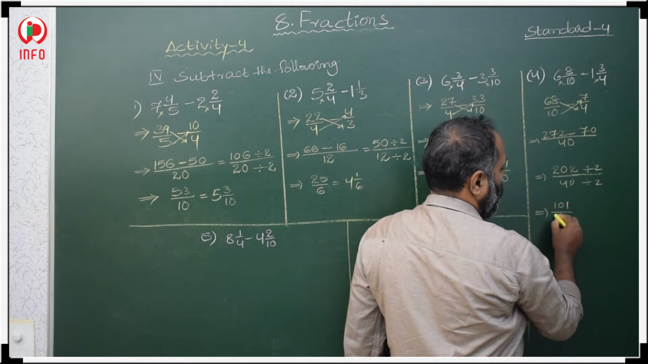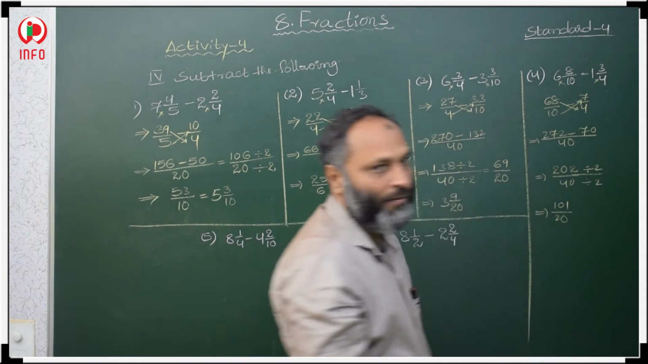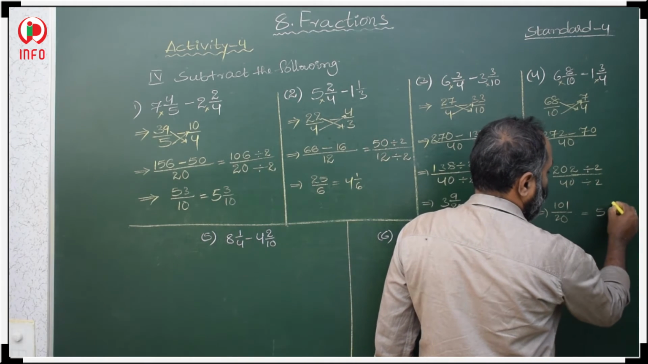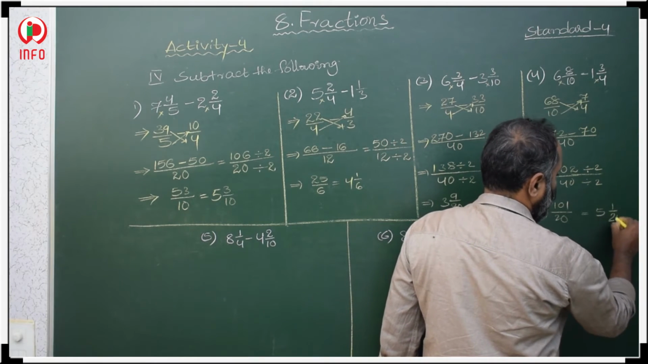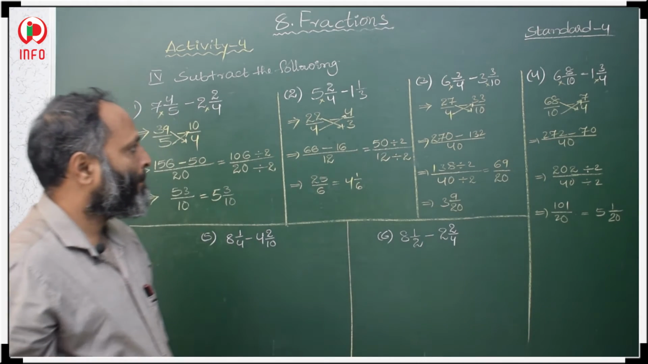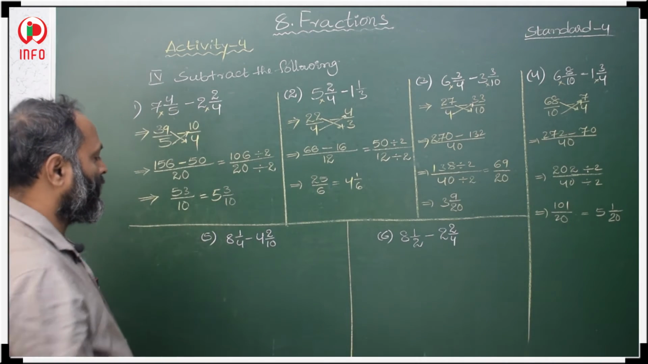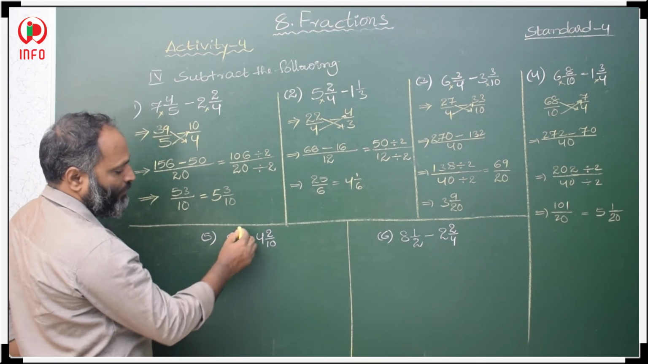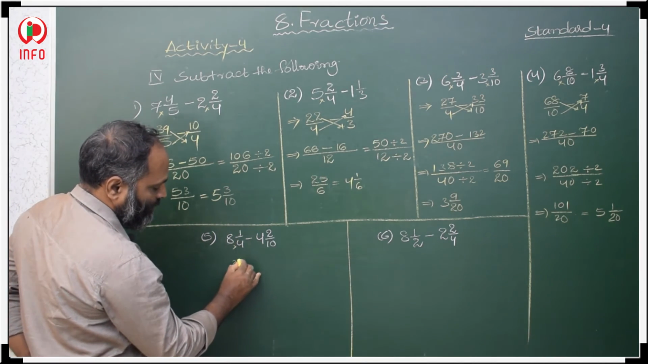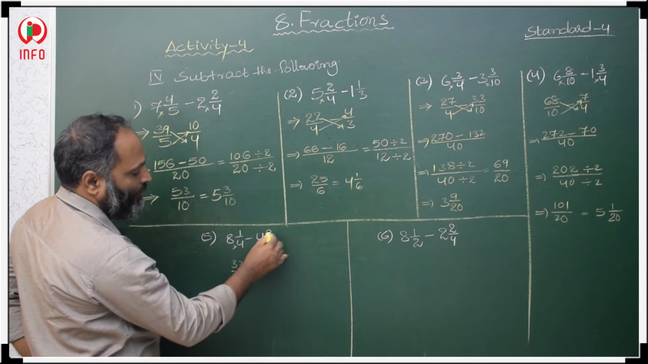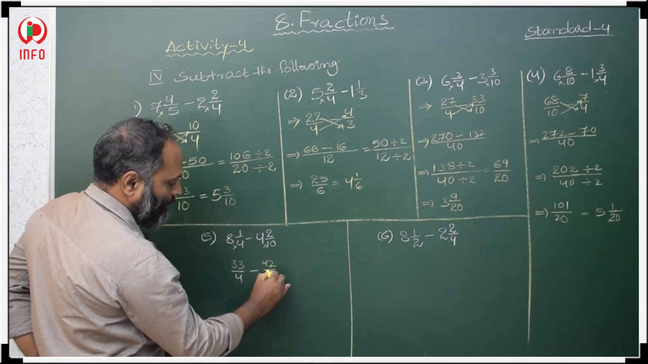101 by 20. So 101. So then in 20 table, 5 20s are 100. 100 means 1 by 20. 5 1 by 20. Okay. Now after that, now we have to multiply. 8 4s are 32 plus 1, 33, minus 10 4s are 40, 40 plus 2, 42 by 10.